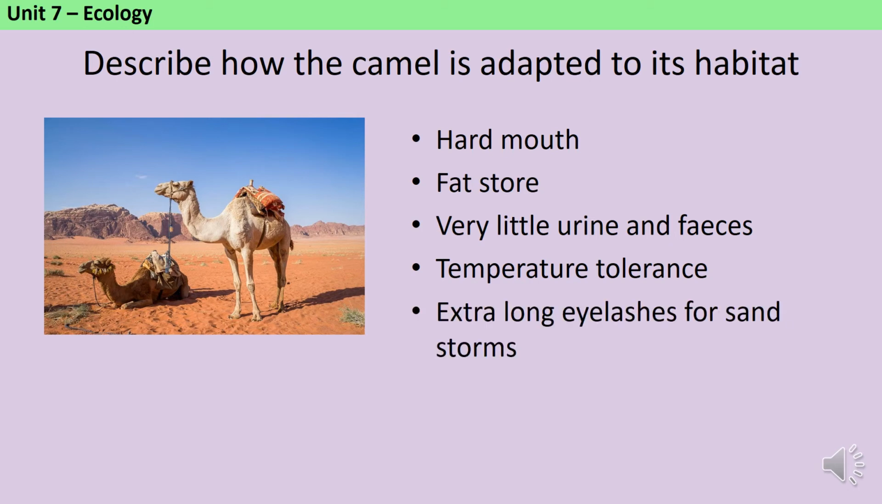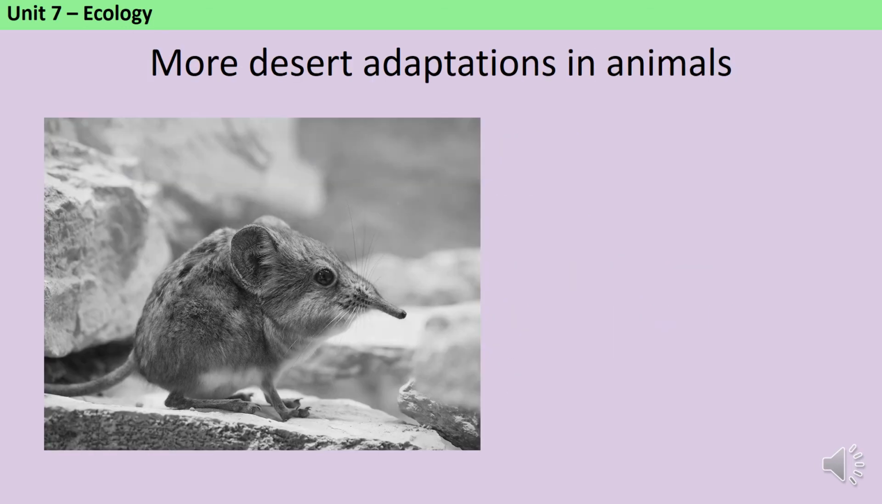In the desert there are often sandstorms, and so camels have extra long eyelashes to really close their eyes tightly so that when one of those sandstorms happens, their eyesight doesn't get damaged. Finally, they have really tough hooves, and this allows them to walk on the very, very hot sand in the middle of the day.